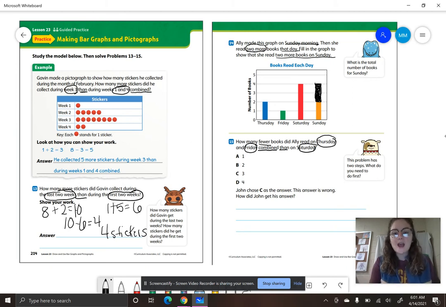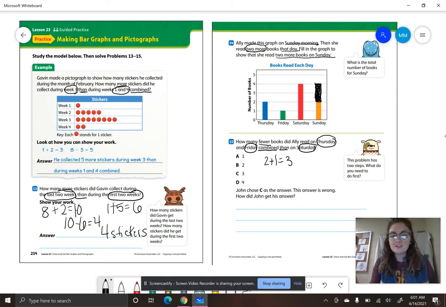So Thursday and Friday, let's see how many books Allie read. On Thursday, the top of our bar meets with 2. So on Thursday, she read 2 books. And on Friday, the top of our bar meets with a 1. So when we combine those 2 parts, 2 plus 1 equals 3. There's the first step in our problem.